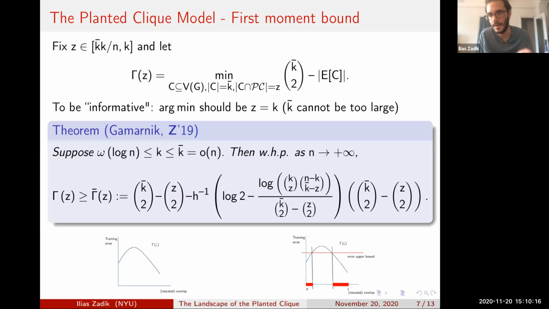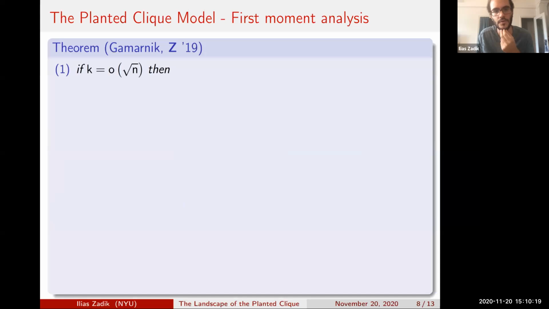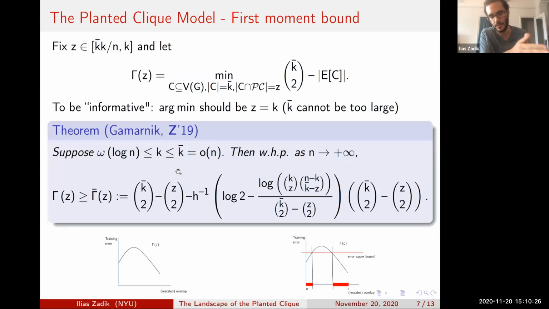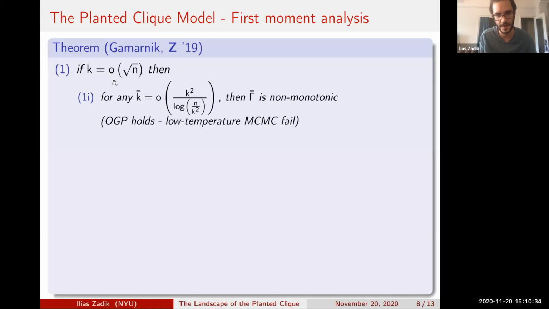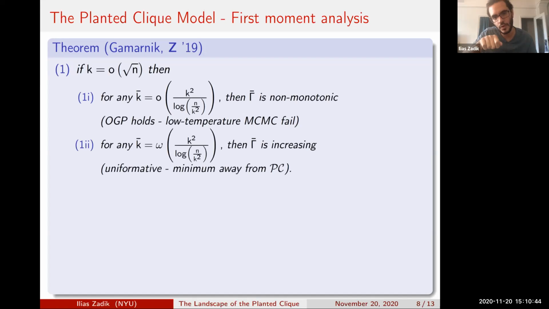How does this behave? If you do this, we arrive at the following conjecture, which I think is an interesting phase transition, assuming that the behavior of the lower bound is the same as the behavior, of course, of the upper bound. It says the following. If the Planted Clique size is less than square root n, which is what we expect to be the critical threshold, you can tune this K bar. If K bar is small enough, then the function is non-monotonic, and therefore you have the overlap property. But if you go a little bit above this K bar, then the function becomes increasing. In particular, the minimum is not when you contain the clique, and you are uninformative, as we say.